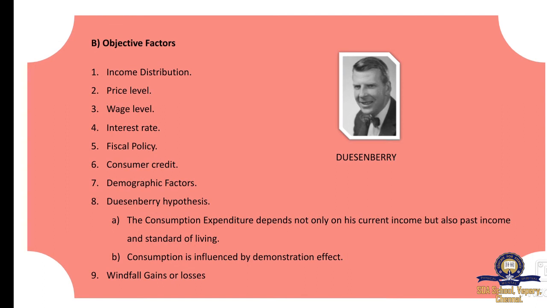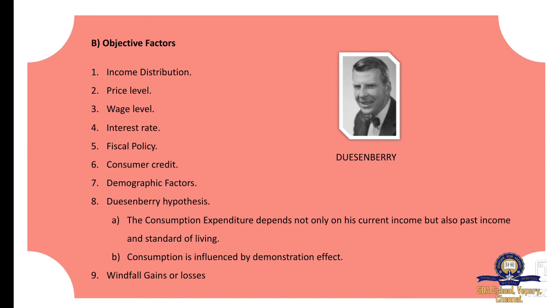Now we'll see the Duesenberry hypothesis. Duesenberry is an economist. He observed that there are two factors which affect consumption. What are the two factors? First point: consumption expenditure depends not only on current income but also on past income and the standard of living. Once people reach one level, one status, even if they don't have income, they'll use their savings in order to maintain their status, isn't it? So that is what the first point explains.